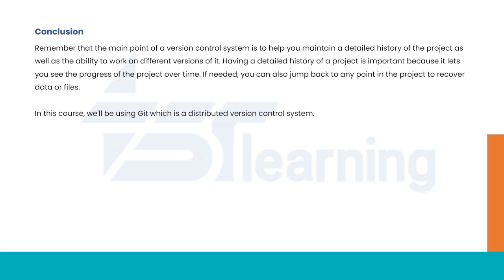So now, in conclusion, remember that the main point of a version control system is to help you maintain a detailed history of the project, as well as the ability to work on different versions of it. Having a detailed history of a project is super important because it lets you see the progress of the project over time. If needed, you can also jump back to any point in the project to recover data or files, which is why in this course we'll be using Git, which is a distributed version control system.